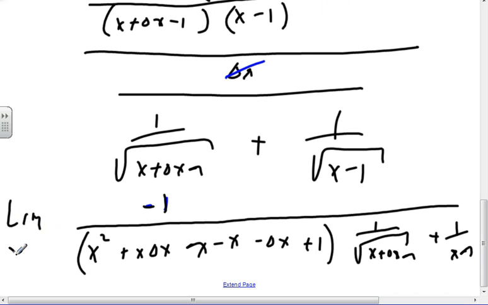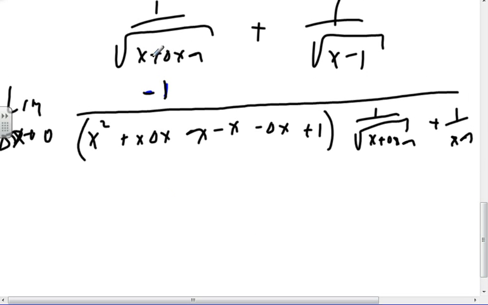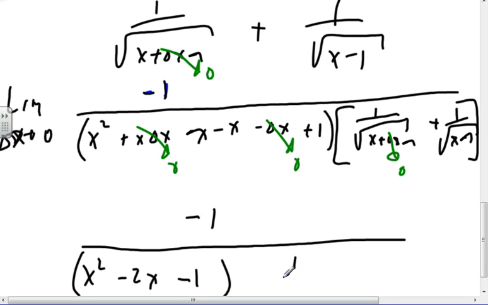And I'm taking the limit as delta x goes to 0. Now, I'm not dividing by 0 any place, and I can go in and say, in this particular case, this guy is 0, that guy is 0, this guy is 0, that guy is 0, and I can write down minus 1 divided by x squared minus 2x plus 1, times 1 over the square root of x minus 1, times 2. I hope I did that right.